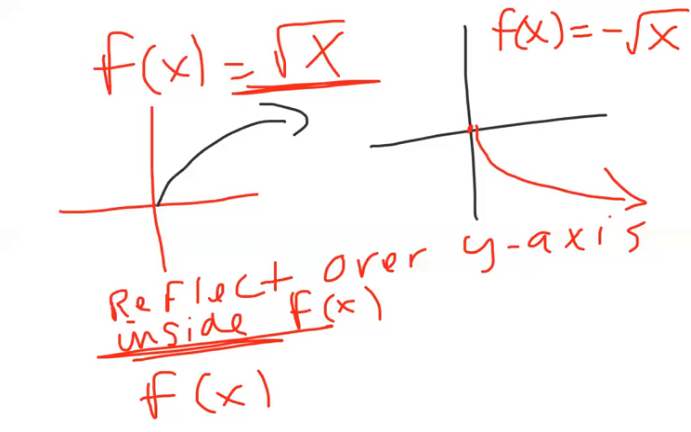So guys, that f of x equals the negative square root of x, you notice the negative on the outside, that is what's causing the graph to reflect over the x-axis because every y value will become a negative. But if you want to reflect the graph about the y-axis, it has to happen inside the function.